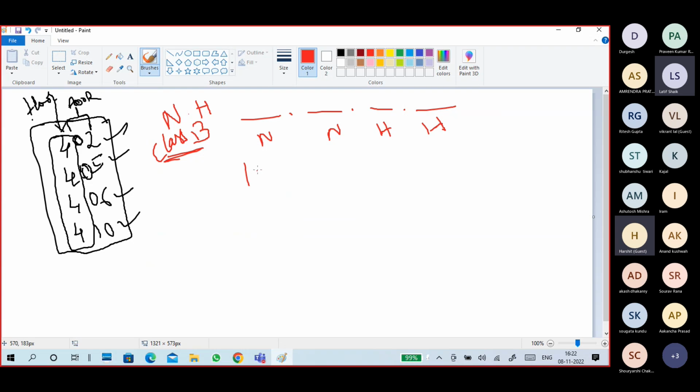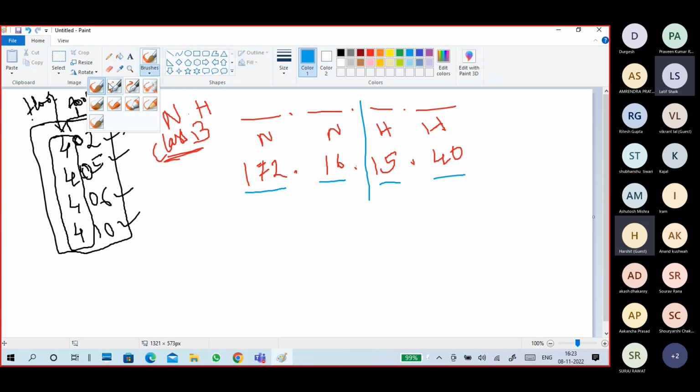For example, I am taking an IP address, this is class B only, right? 172.16.15.40. Which one is the network portion? Network, network; host, host. I have another computer whose IP address is 172.16.43.114. Okay, no problem.